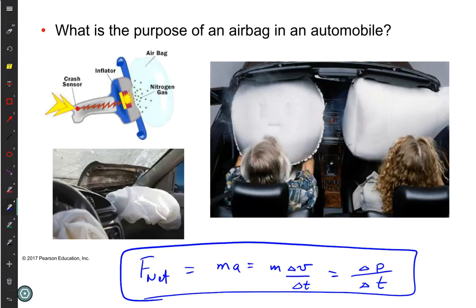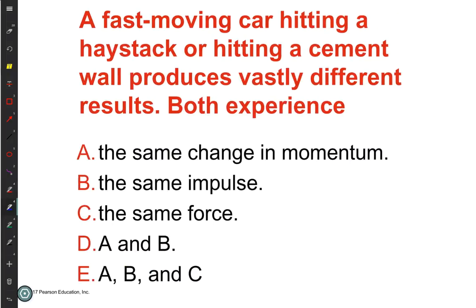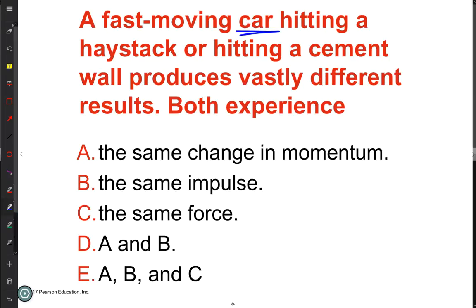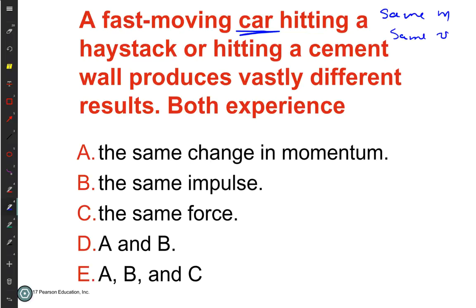Okay, now second clicker question. A fast-moving car hitting a haystack or hitting a cement wall produces vastly different results. Assume it's the same car and the same speed. So same mass, same speed. It hits the two things. Which of these answers is correct? Do they have the same change in momentum, the same impulse, the same force, both A and B, or all of A, B, and C?